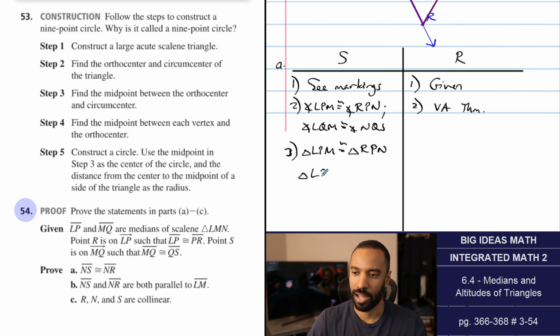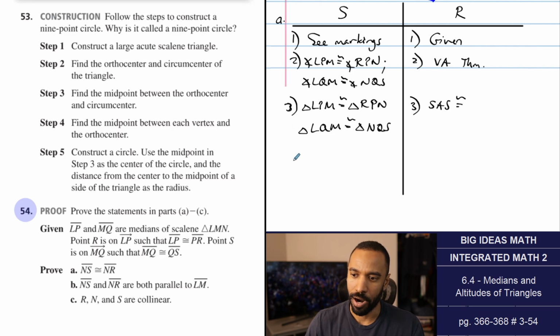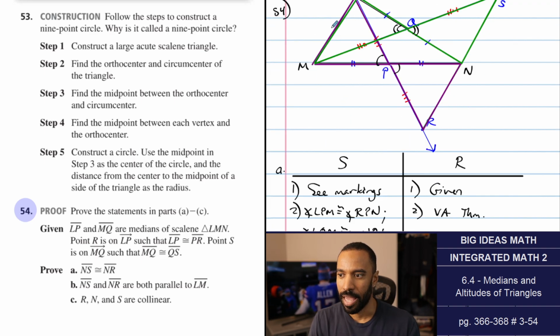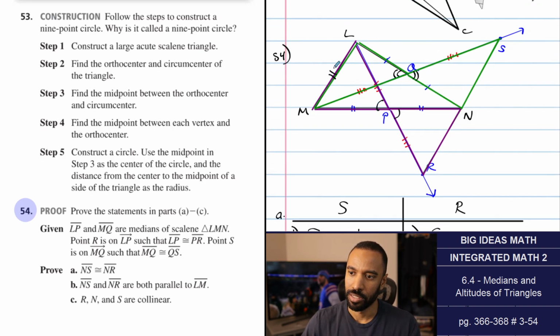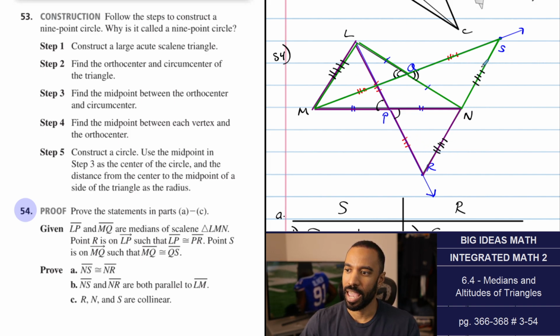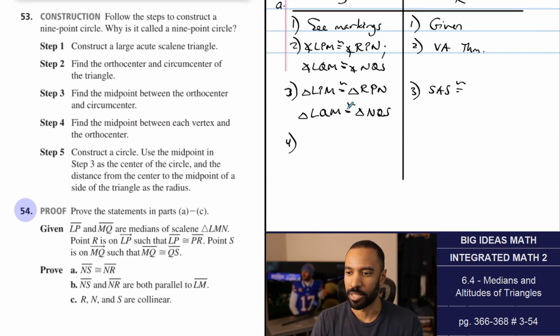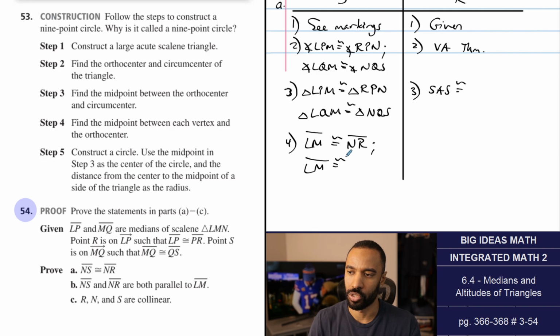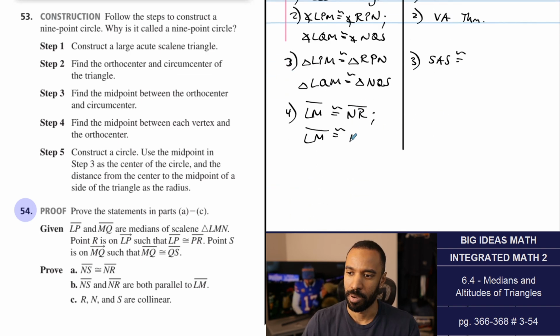And triangle LQM is congruent to triangle NQS. That'll be the side-angle-side congruence theorem for both of those. Now the next part is showing that both of these have side length LM. LM is going to be congruent to, I need 5 tick marks, NR and NS, but separately, right? LM is congruent to NR and LM is congruent to NS by CPCTC.